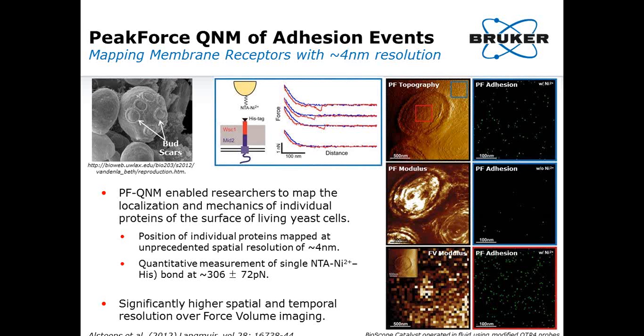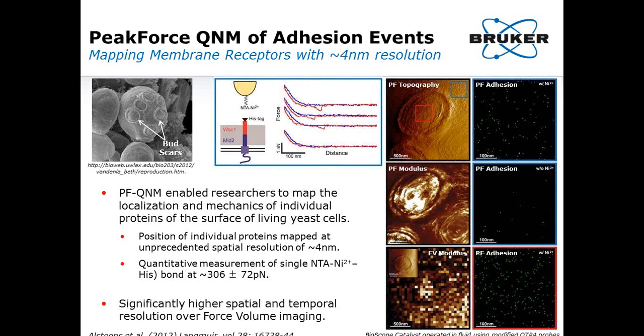Looking at the series of images on the right of the slide, we see that PeakForce QNM modulus images of the cells, obtained using unmodified AFM probes and shown in the middle left, revealed areas of higher modulus values observed as lighter colors, and that these areas of higher modulus matched to bud scar regions observed in the corresponding topography images on the top left. Comparing these images to those collected with force volume shown on the bottom, we do not see the same level of detail with regards to variations in modulus within and around the bud scar as we do using PeakForce QNM.